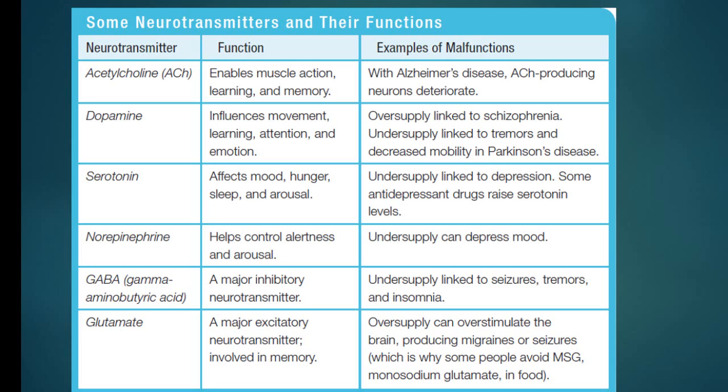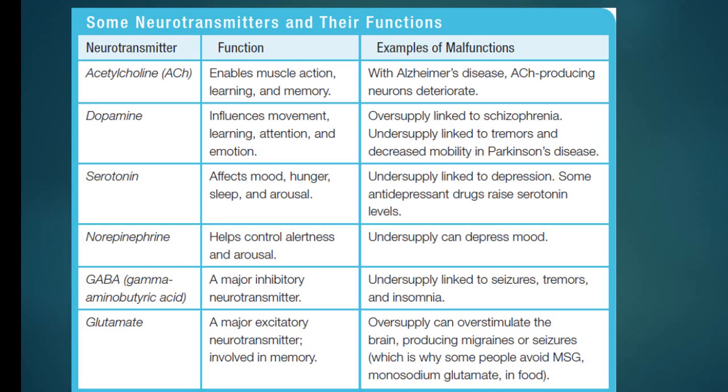Too much of a chemical can cause a problem, not enough can cause a problem, so it needs to remain in a balance. So if there's an oversupply of dopamine, you have too much, we link that with schizophrenia. If there's an undersupply, we link that to Parkinson's disease. So not enough, Parkinson's; too much, schizophrenia.